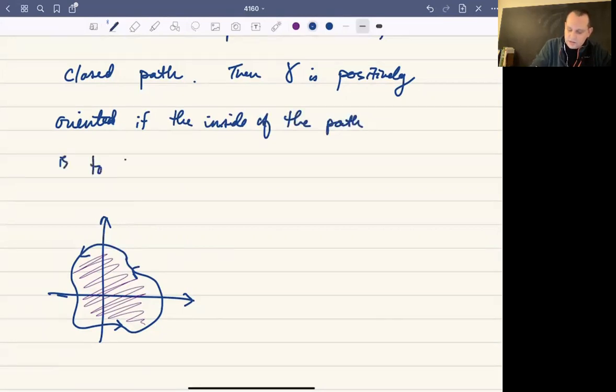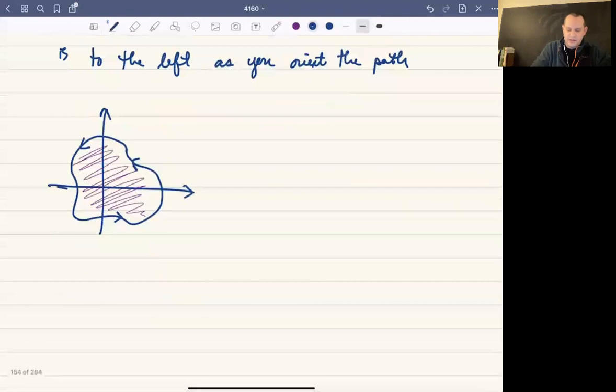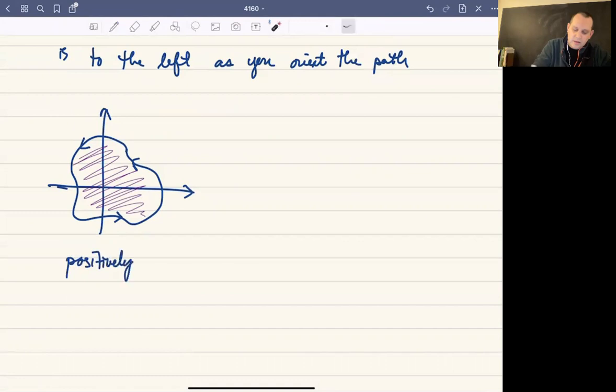So we'll say that gamma is positively oriented if the inside of the path gamma is to the left as you orient the path. Okay, so that means that something like this is positively oriented, because again, as you go around the path, the inside would be to the left. You just have to imagine that you're walking on top of this, and when you look to your left, I know that the image might be reversed, so that might be a bad image here, but to the left is the inside.